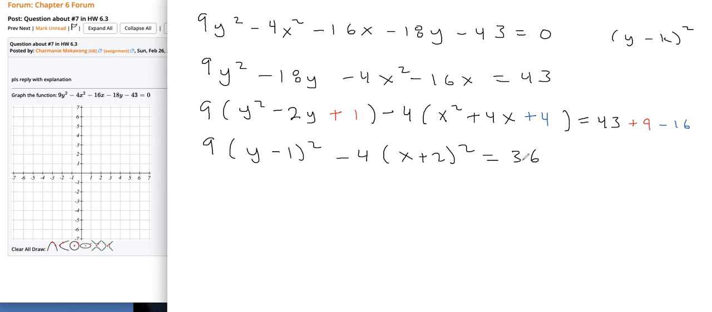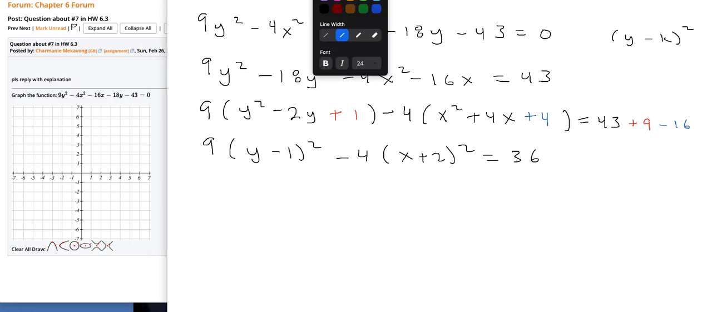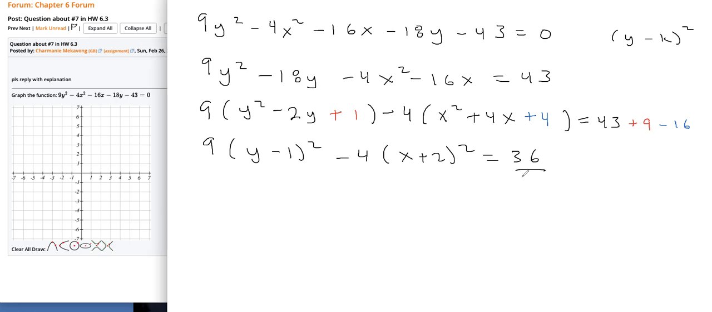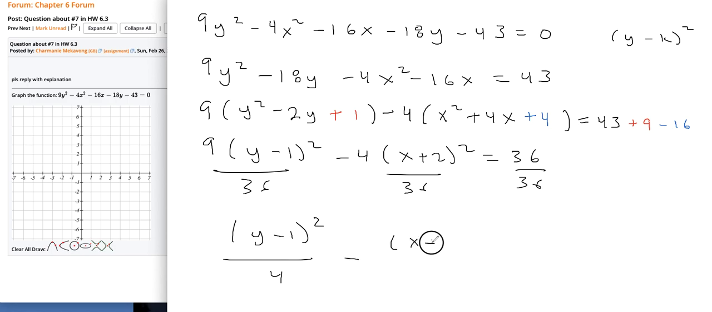So whatever is over here, I need to make this 1, because if we look at our form for hyperbolas, this is always equal to 1. So we will divide everything through by 36. And then reducing, I get y minus 1 squared over 4, and then x plus 2 squared over 9 equals 1. So with that, now I know my center is at negative 2, positive 1, and careful to go xy, not yx.